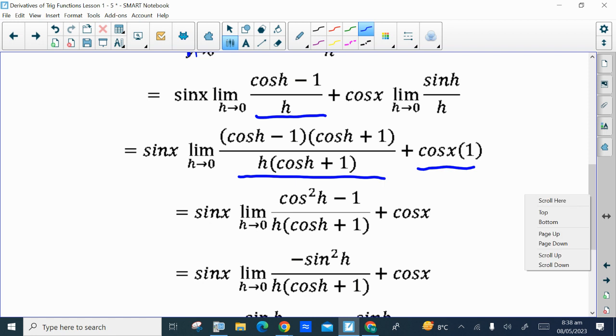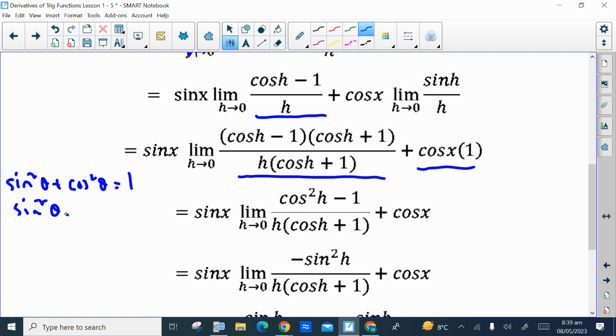From the Pythagorean identity, again, we know that sine squared theta plus cos squared theta equals 1. So sine squared theta equals 1 minus cos squared theta. And if you multiply both sides by negative 1, you'll get negative sine squared theta equals positive cos squared theta minus 1. So that's why cos squared h minus 1 can be written as negative sine squared h from that Pythagorean identity.